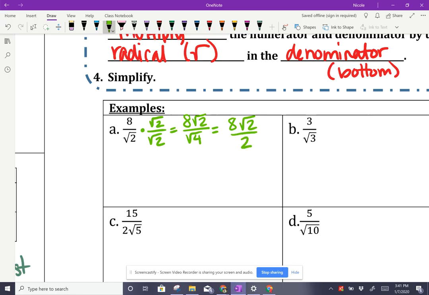Now, we want to simplify as much as possible. 8 over 2 is divisible. 8 divided by 2 is 4. So my final answer is 4 root 2.